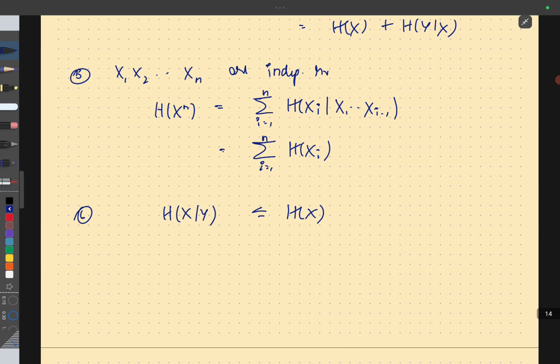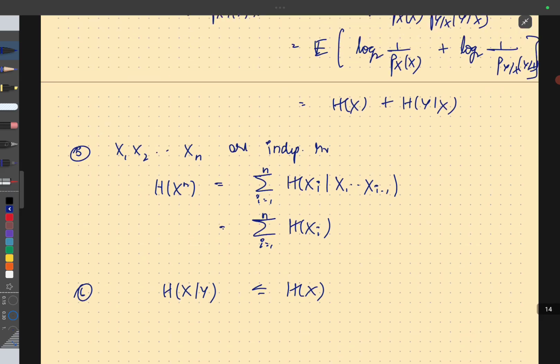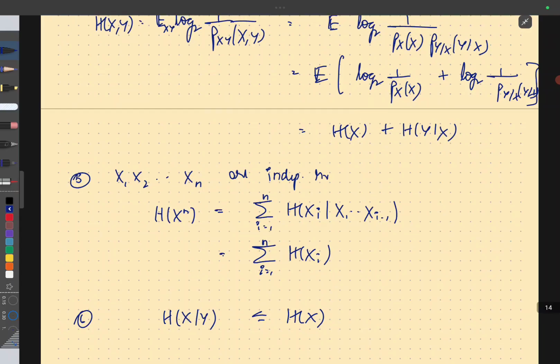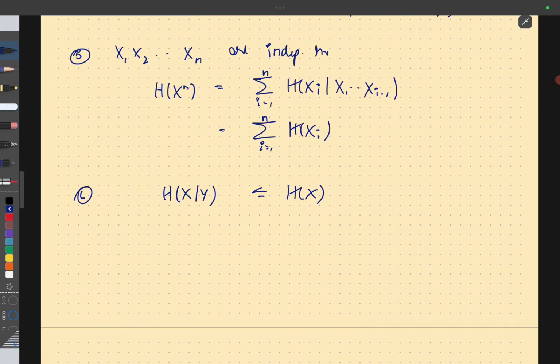The claim is, let's use the above definition. Which definition would you like to use? H of X comma Y is H of X plus H of Y given X. So let's see. You want to use H of X comma Y, which is H of X plus H of Y given X, which is equal to H of Y plus H of X given Y.